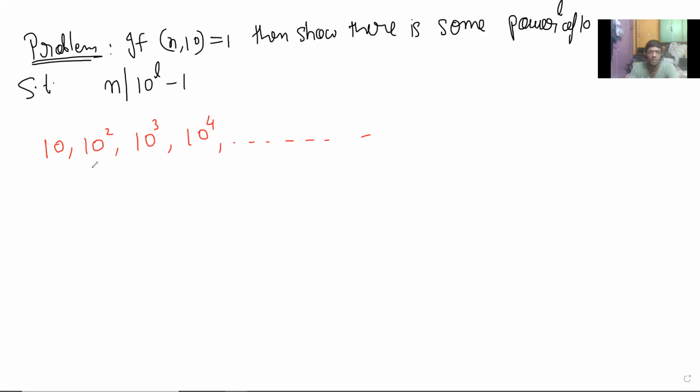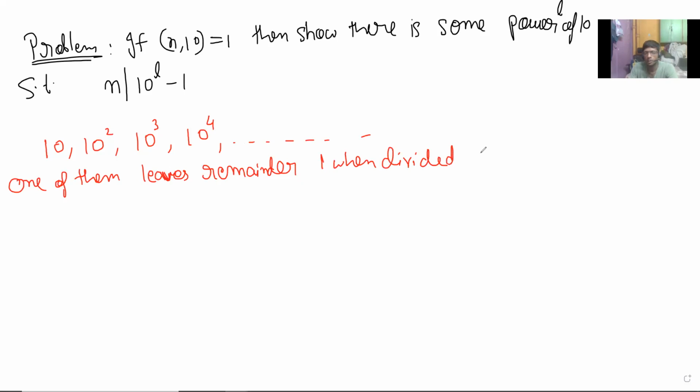Show that one of them leaves remainder 1 when divided by n. You can take n to be any number. You can take n to be 47, let's say. It doesn't really matter. The argument should remain the same.